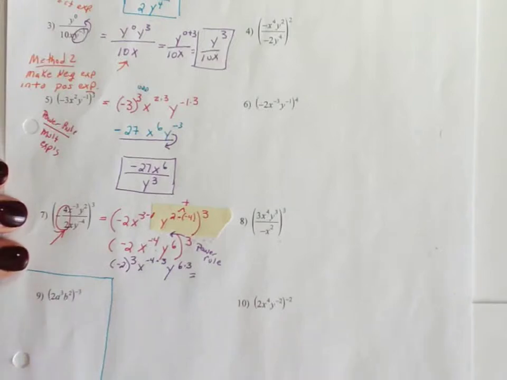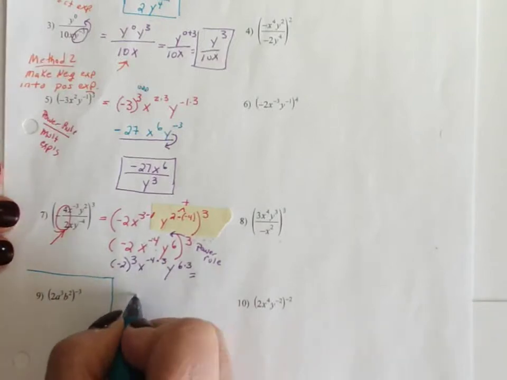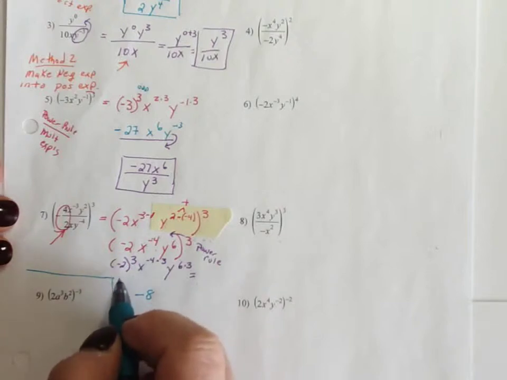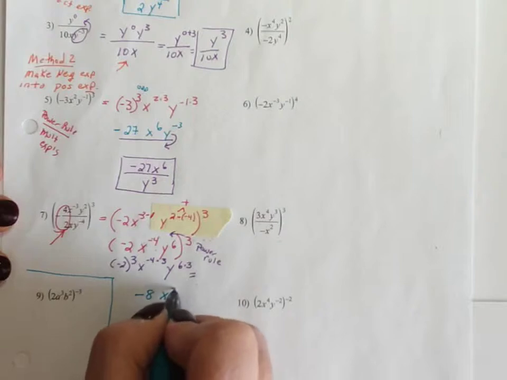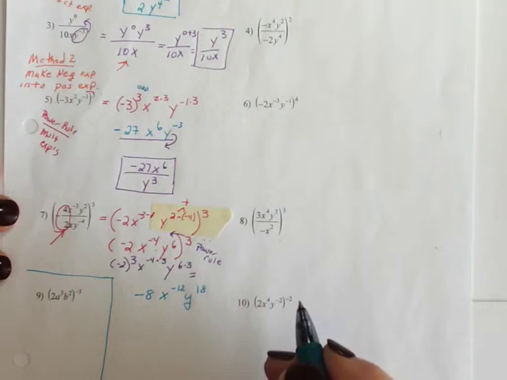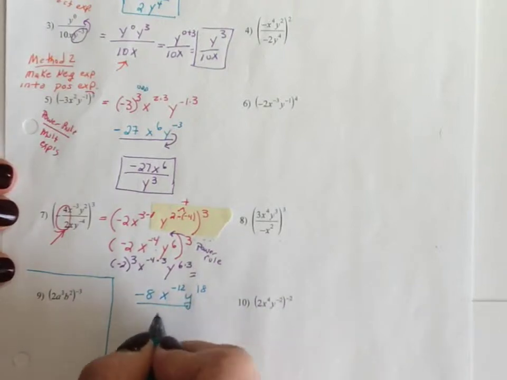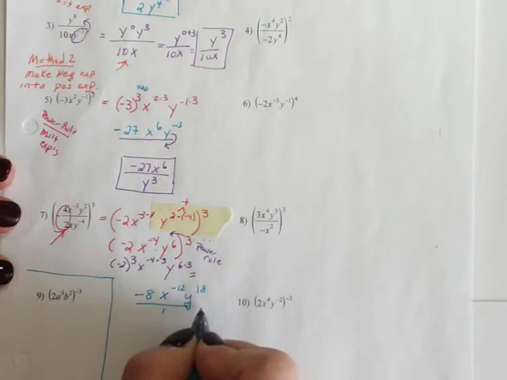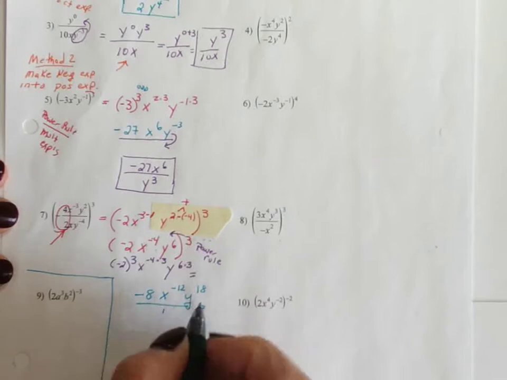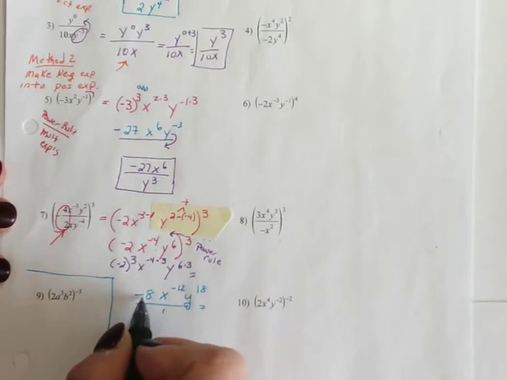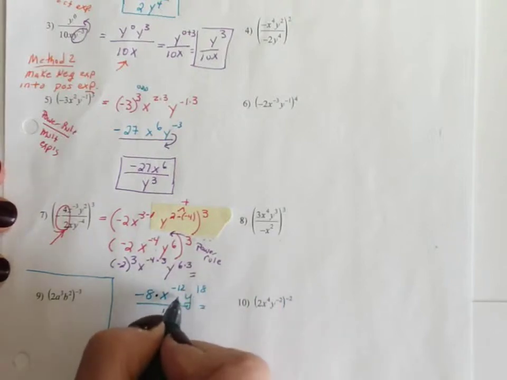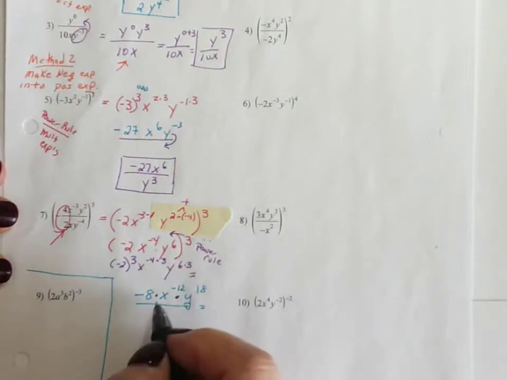So now I'm simplifying this. Negative 2 cubed is negative 8. Negative 2 times 2 is 4 times 2 is 8. X to the negative 12. Y to the 18. Okay. And I'll just put it over 1, because the numbers, don't do anything with the numbers. Numbers are independent. There's multiplication signs between all these 3 things. So it's negative 8.